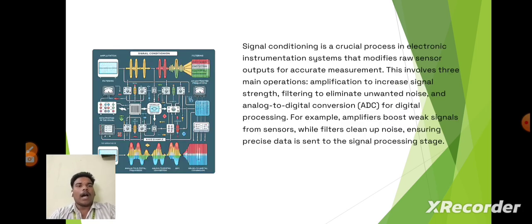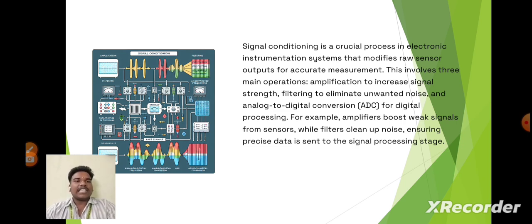So there will be so many types of sensors or transducers according to the input that we are giving by the users. And our next topic will be signal conditioning. Signal conditioner is a very crucial process after the transducers, because it will modify the electrical signals which are coming from the transducers. It modifies raw sensor outputs to give accurate measurement. So if an input is coming, it will convert the information very accurately, so that it will be very useful to the user to understand.